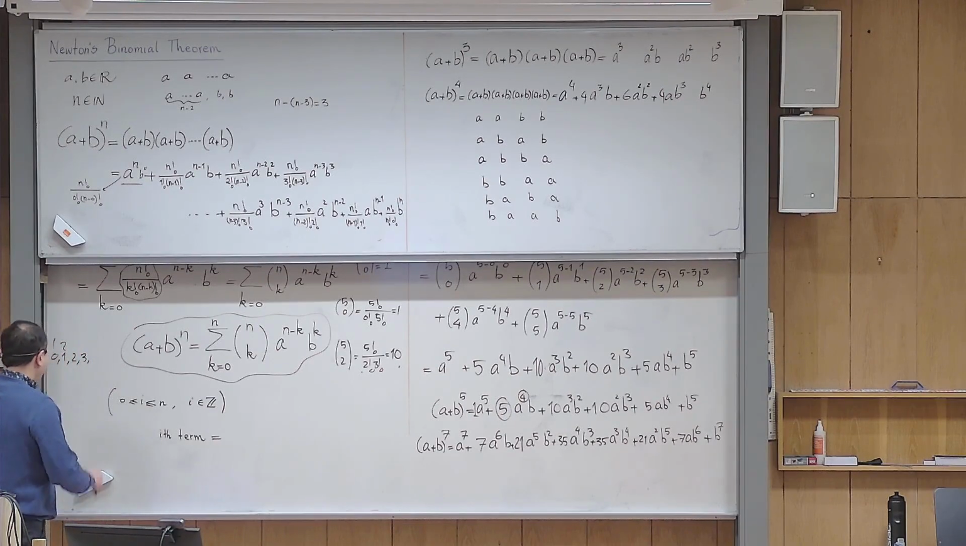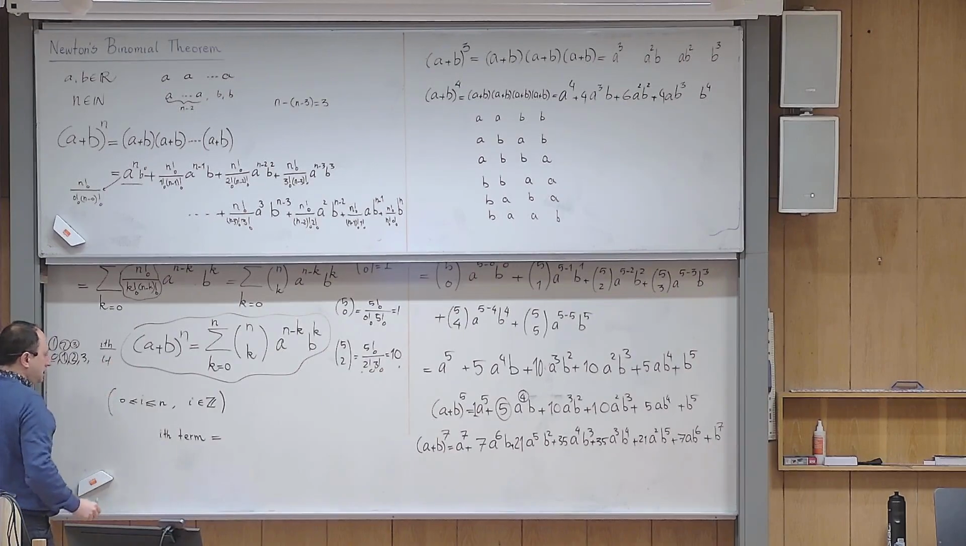If I want to get the first term, I need to put k equals 0. If I want to get the second term, I need to put the counter 1. If I want to get the third term, I need to put the counter 2. So if I want to get the ith term, what should I put for the counter? For the first term the counter should be 0, for the second term 1, for the third term 2. So for the ith term, the counter should be i minus 1.